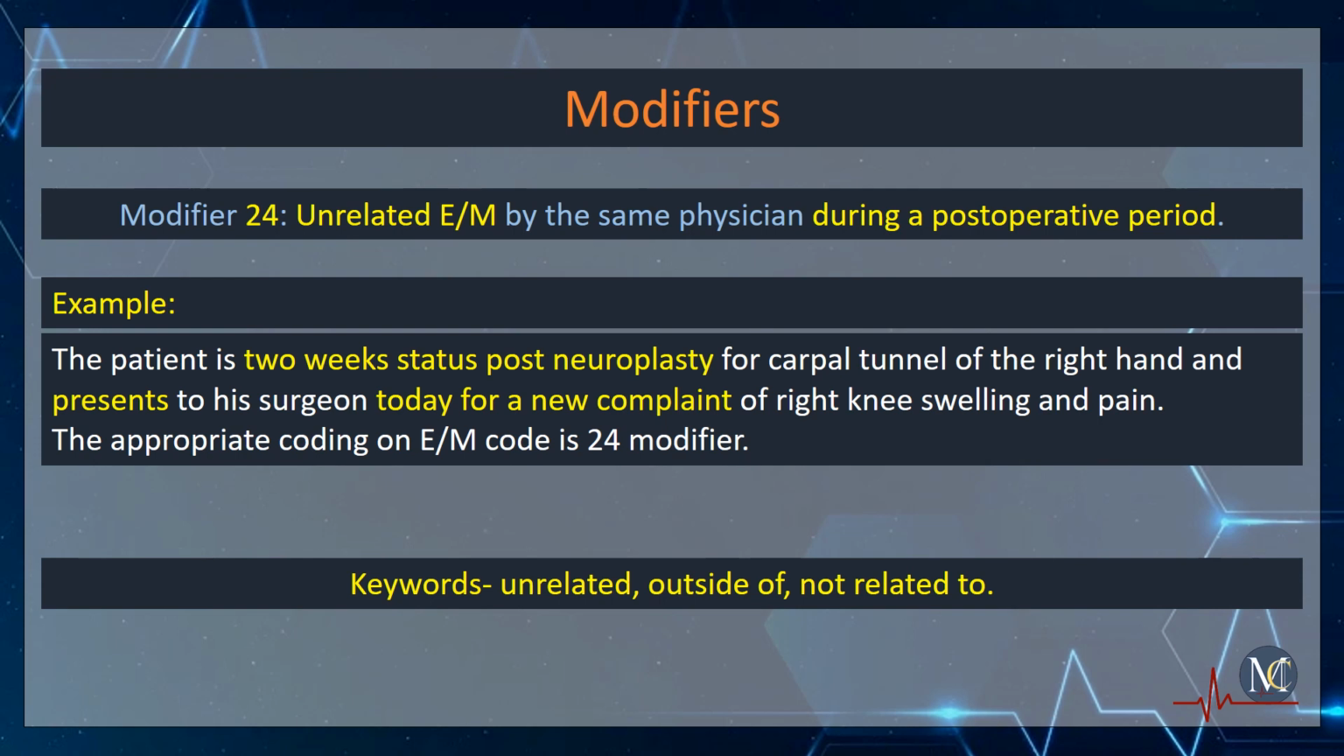The patient is 2 weeks status post neuroplasty for carpal tunnel of the right hand and presents to his surgeon today for a new complaint of right knee swelling and pain. The appropriate coding is an evaluation and management code along with the 24 modifier. Keywords used to add the 24 modifier are unrelated, outside of, not related to.